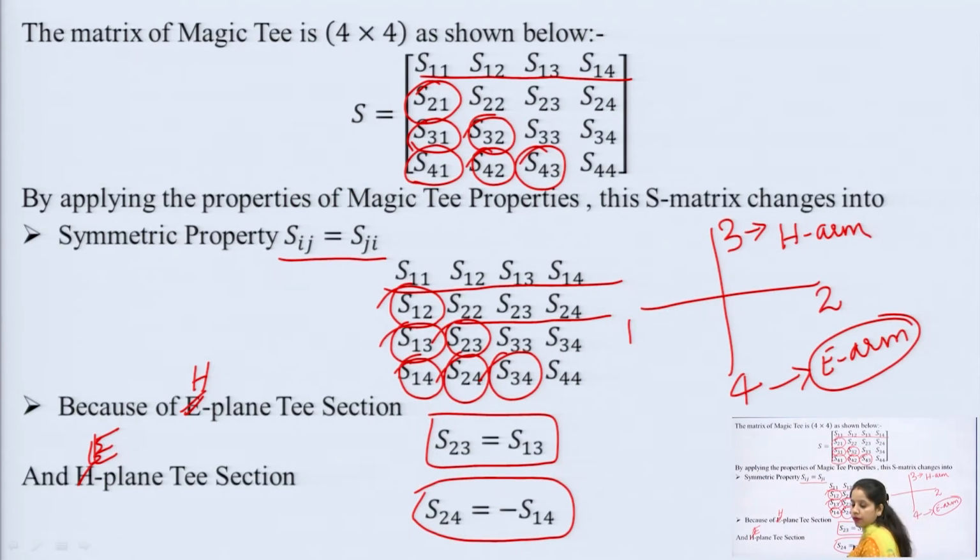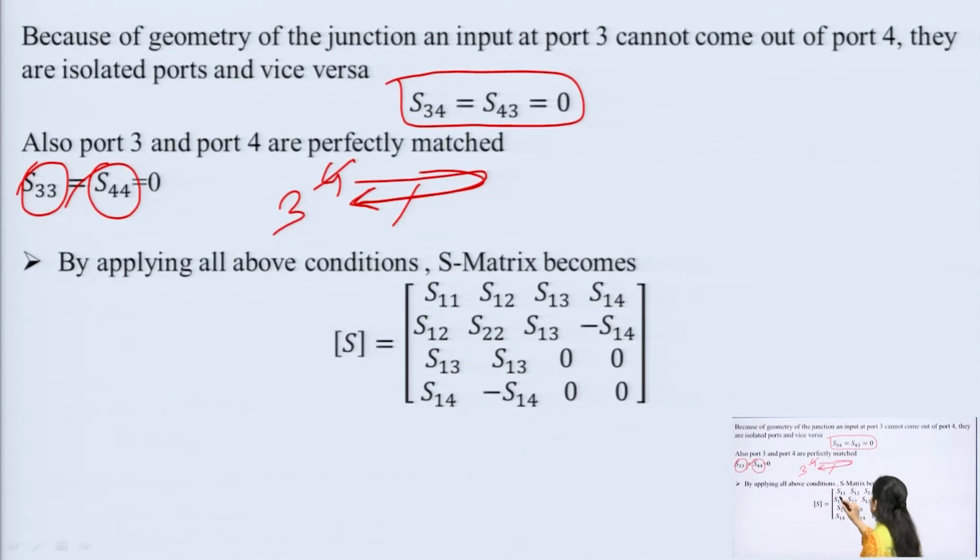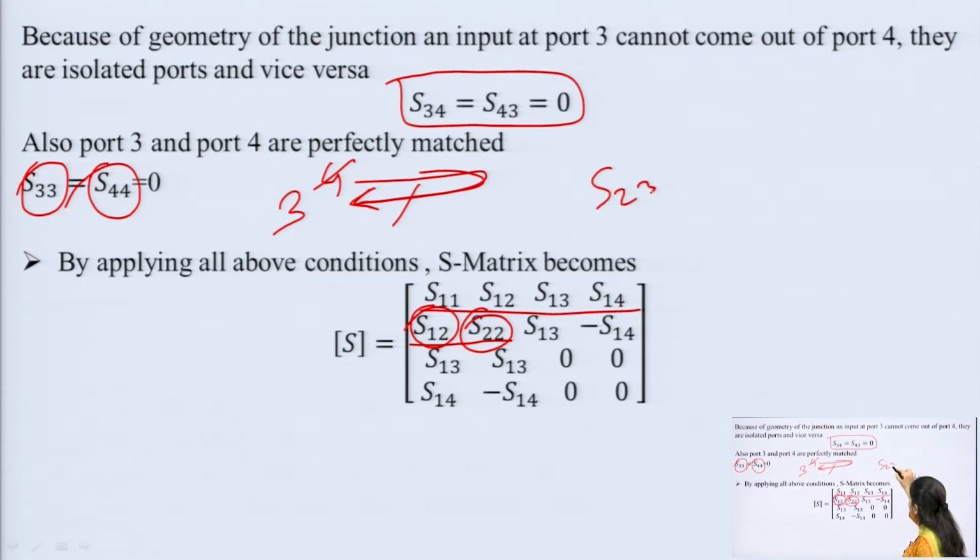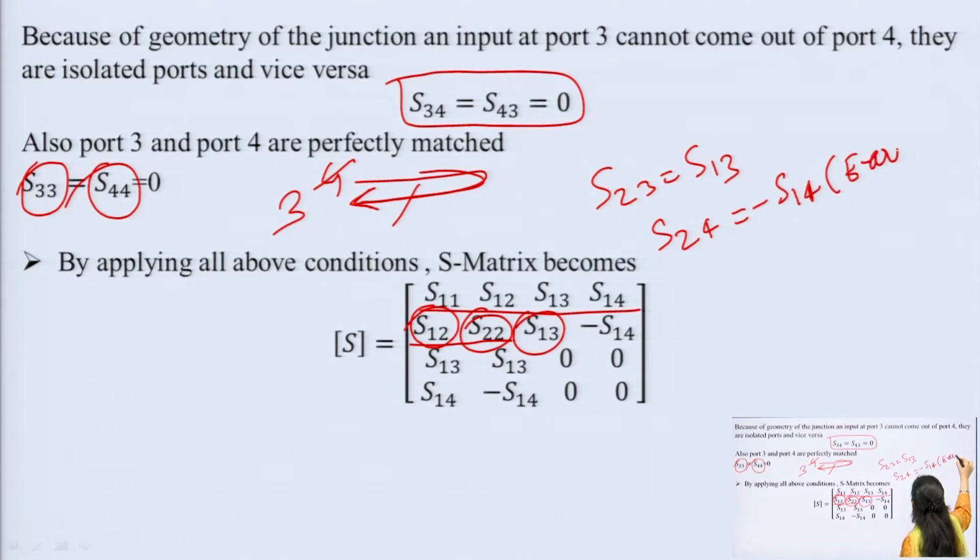S23 is equal to S13, S24 is equal to minus of S14. So, this will remain same, S12, S22, and in the place of S23 we have to write S13. So, here at the place of S23, S13, and at the place of S24 we have to write S14, E plane property, and this is the H plane.